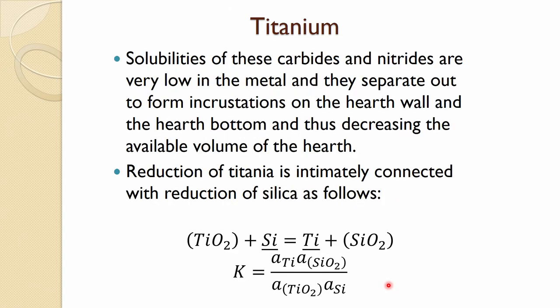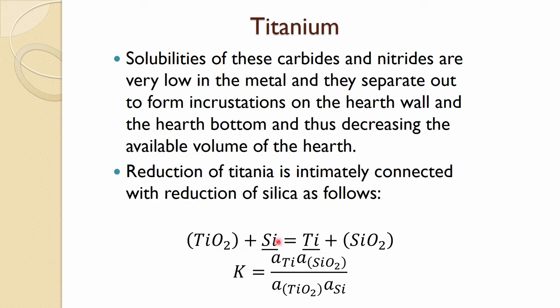Because titanium carbide and titanium nitride have a very low solubility in the metal, they separate out to form incrustations on the hearth wall and the hearth bottom, and thus decrease the available volume of the hearth. That creates problems in the hearth, so it should be removed as much as possible. However, the content of titanium in the ore usually is low. Reduction of titanium is intimately connected with the reduction of silica also, which is as follows.